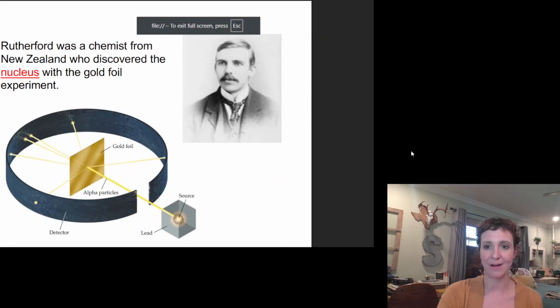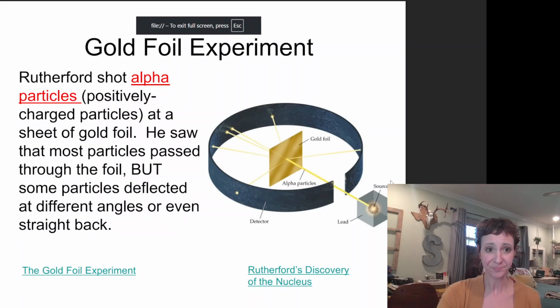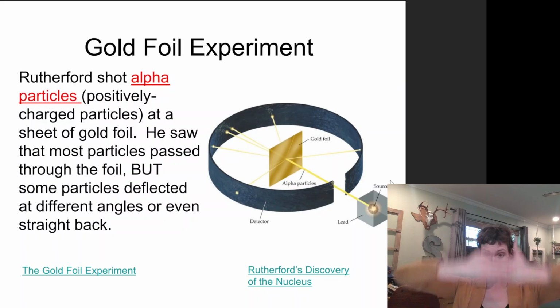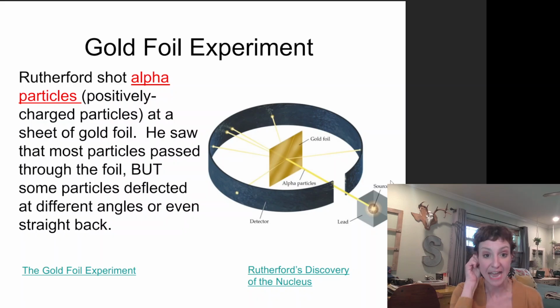So let's talk a little bit more about the amazingness that was discovered here. What happened is Rutherford shot what's called alpha particles, which are positively charged particles, through a sheet of gold foil. Gold foil is made up of gold atoms. Keep in mind, previous to this experiment, we were thinking that atoms were still solid. We were dealing with Thomson's plum pudding model, which had negative electrons on it, but they were solid balls. So when Rutherford did this, he was assuming it's just going to hit a brick wall, basically, of gold atoms. He saw that most of the particles passed through.